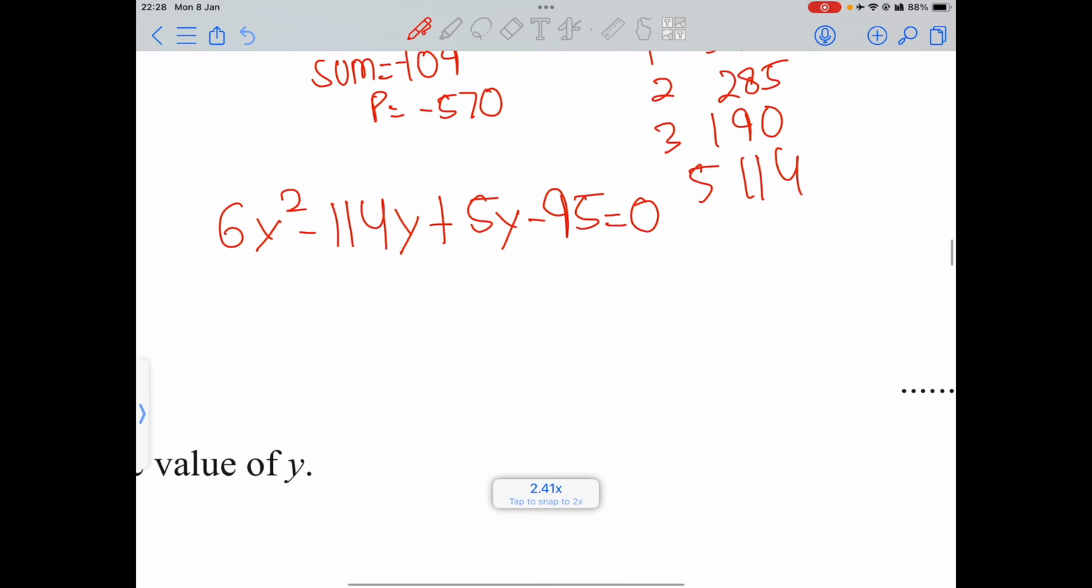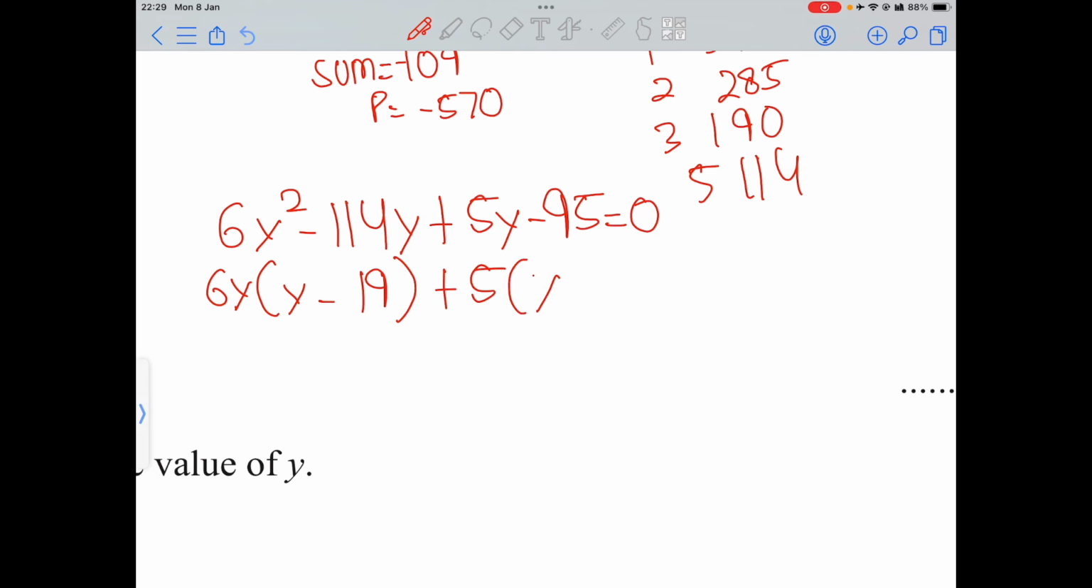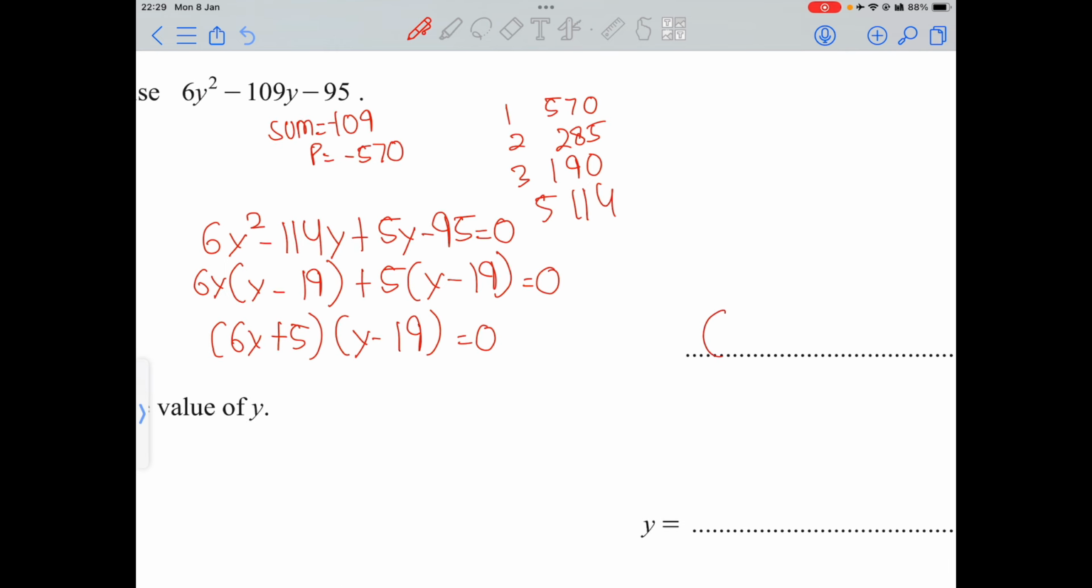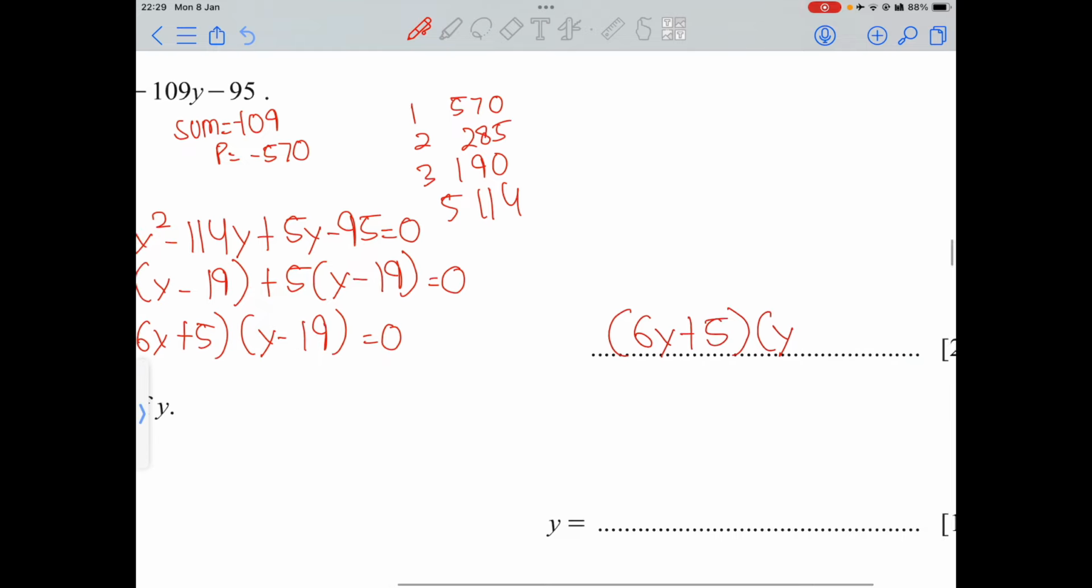Then I just take it out. So 6y times y, 6y squared minus 114y, 19 times 6y, plus 5 times y minus 19. So the answer can be 6y plus 5 and y minus 19 equals 0. Alright, so 6y plus 5 and y minus 19 equals 0.